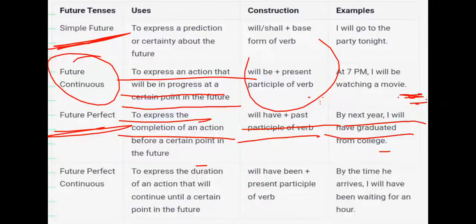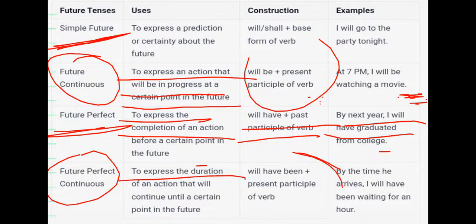Simple. Future perfect continuous to express the duration of an action that will continue until a point in the future. Will have been plus the fourth form of the verb. Okay. Last, by the time he arrives, I will have been waiting for an hour. Okay.